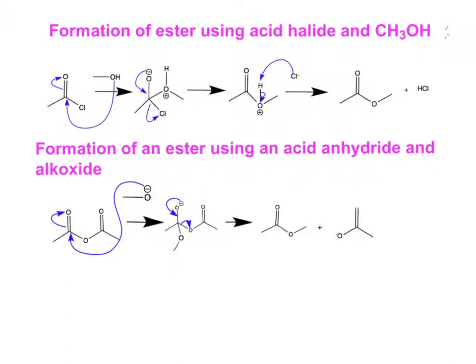And again, right here, same thing. Going to have this alkoxide, the negative charged oxygen, come in and attack at the carbonyl carbon. When the electrons come back in to form the double bond, it's going to kick off this great leaving group, and again, we're left with the ester, and this time a carboxylate product.